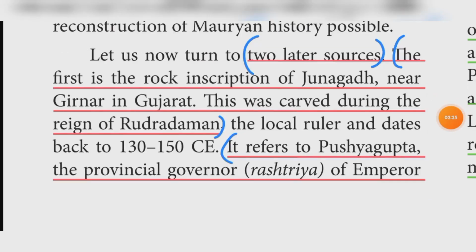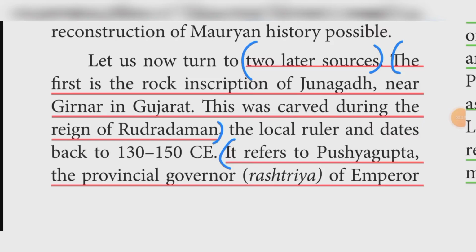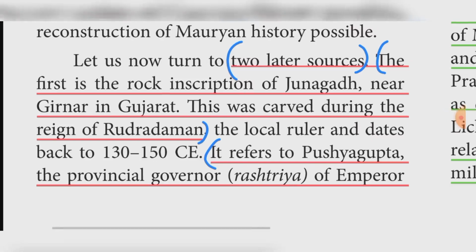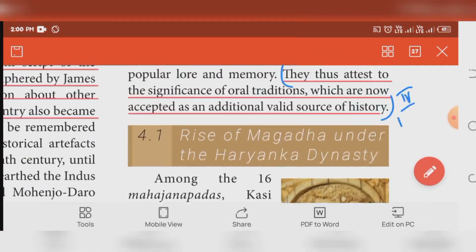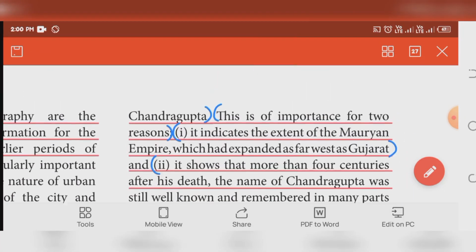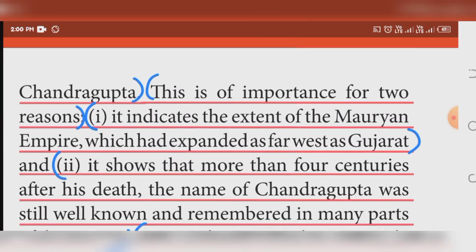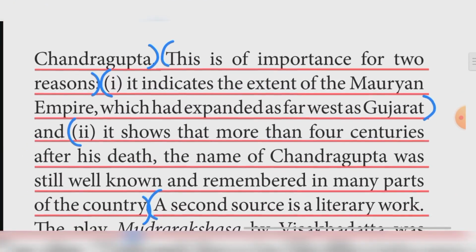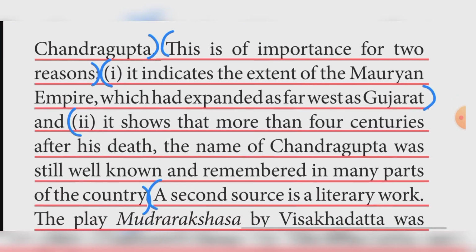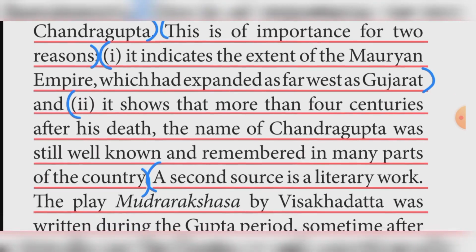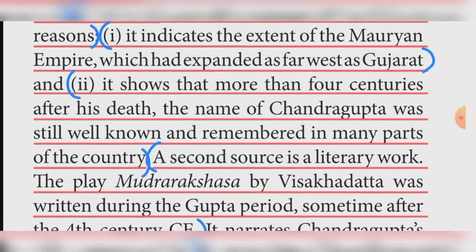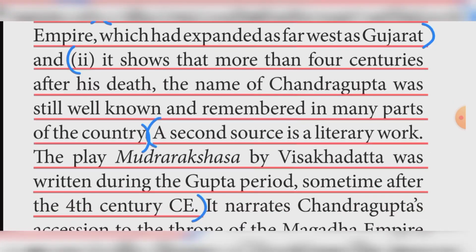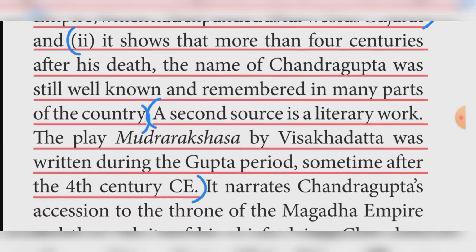Next point, it refers to Pushyagupta, the provincial governor of the emperor, Emperor Chandragupta. This is of importance for two reasons. First point, it indicates the extent of the Mauryan Empire which had expanded as far west as Gujarat. And second point, it shows that more than 4 centuries after his death, the name of Chandragupta was still well known and remembered in many parts of the country.